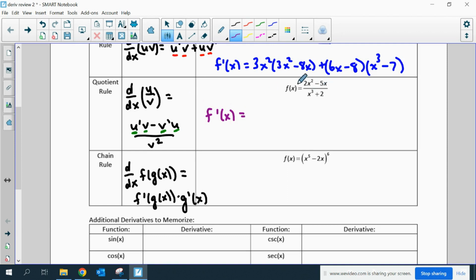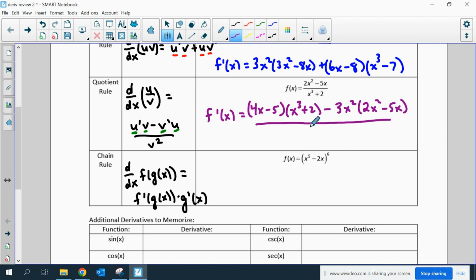If I take the derivative of this, I'm going to take the derivative of the top, 4x minus 5, times the bottom in its original format, so low d high, minus high d low, or the derivative of the bottom, 3x squared, times whatever the top was in its original format, all over the bottom squared. Again, you do not need to simplify that at all.